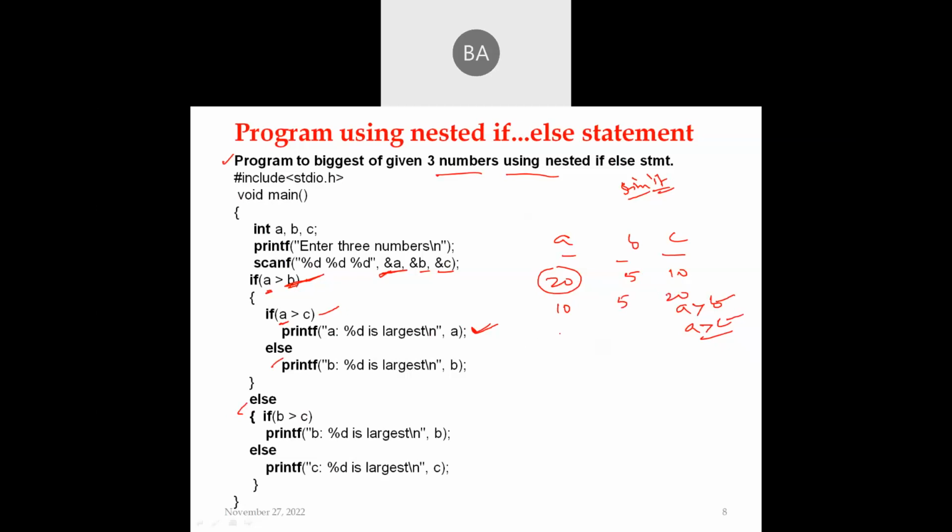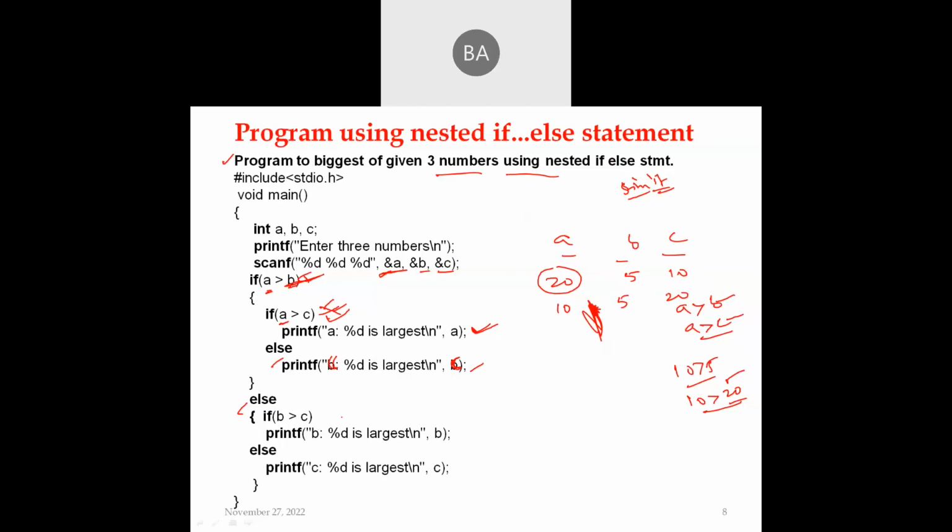Now what is happening here? Again we are checking a is greater than b. Yes, 10 is greater than 5. Yes, the condition is true. Then we are checking is a, 10, greater than 20? No. In this particular case, which one is the biggest? C is the biggest. So if this condition is true but the a greater than c condition fails, then C must be the biggest. So it is not B here, it must be C. C is the biggest.